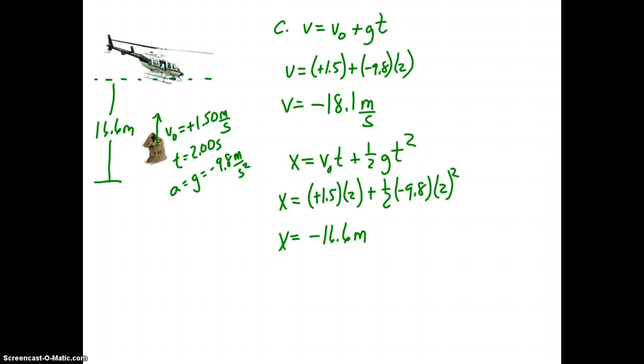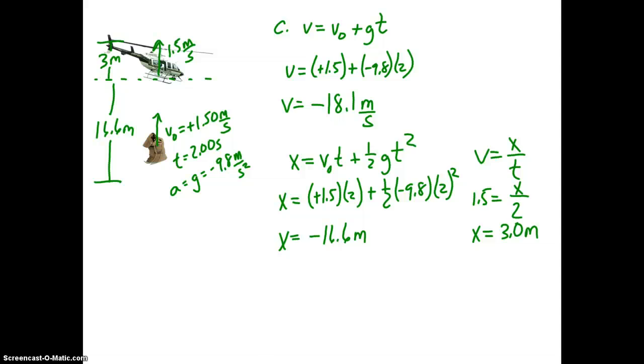Okay? What's happened in the meantime? In the meantime, the helicopter has risen at 1.5 meters per second. So again, v equals x over t. 1.5 equals x over 2. So x equals 3 meters. So pretty clear that the helicopter has risen 3 meters while the bag's displacement after 2 seconds is 16.6 meters below the spot it was released.